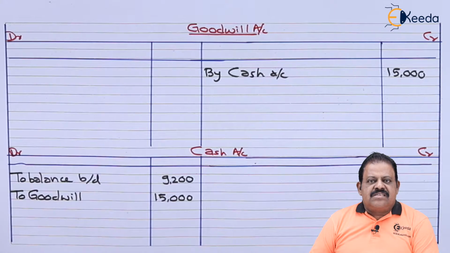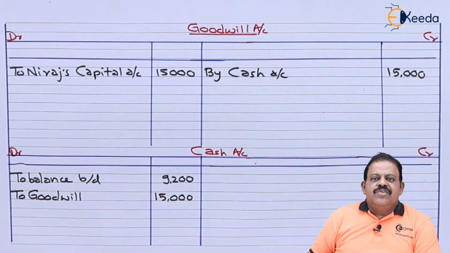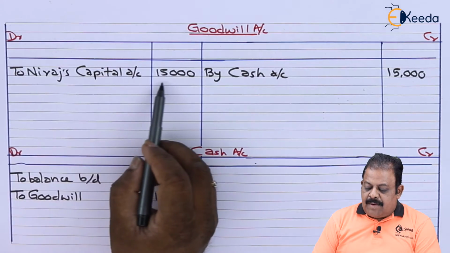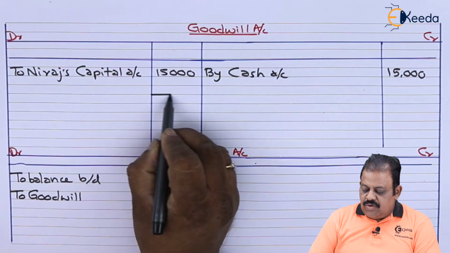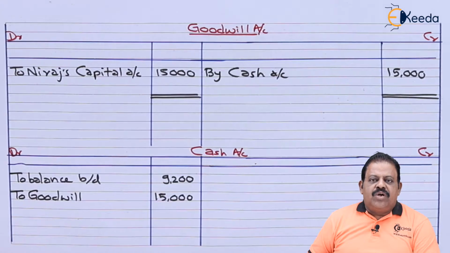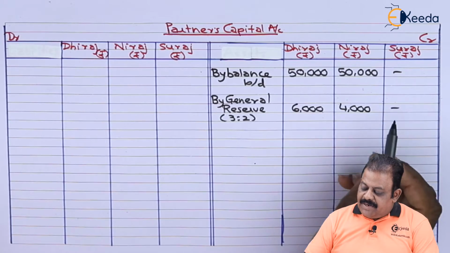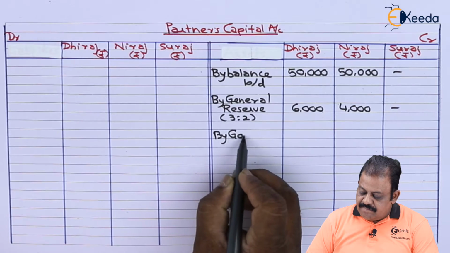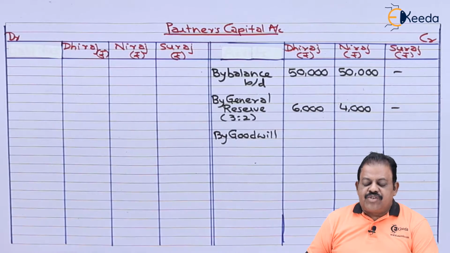Now it is retained in the business, so it will be divided in the sacrifice ratio. Among these two partners, Dheeraj and Neeraj, Dheeraj has not sacrificed his share in favor of the new partner, so he will not get any share of goodwill. The entire amount of goodwill goes to Neeraj as he has made the total sacrifice for giving share to the new partner. So the posting is goodwill account debit side to Neeraj capital account 15,000. Here the goodwill account gets closed. This will have another effect in the capital account of Neeraj: Neeraj capital account credit side by goodwill, for goodwill distributed.